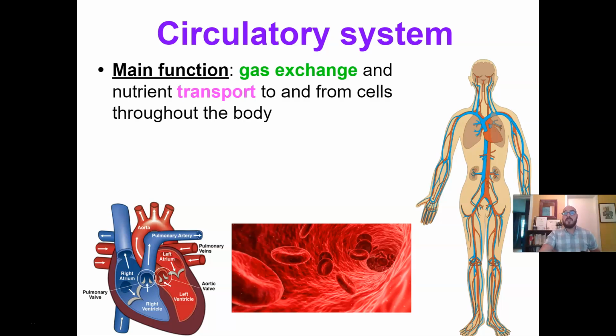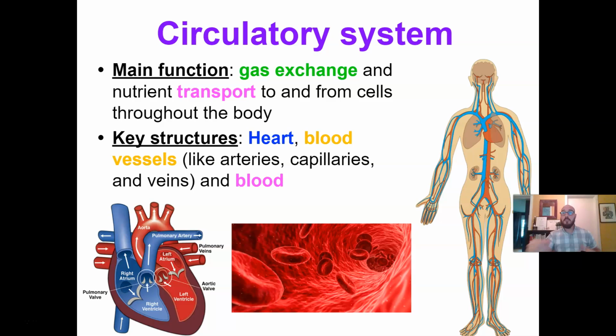So the circulatory system, its main function is gas exchange and nutrient transport. Your blood is really trying to transport nutrients around your body that you get from eating. When you eat something, your digestive system breaks it down. Once it's small enough, it can enter your blood, and your blood can move all of that stuff around to where it needs to go.